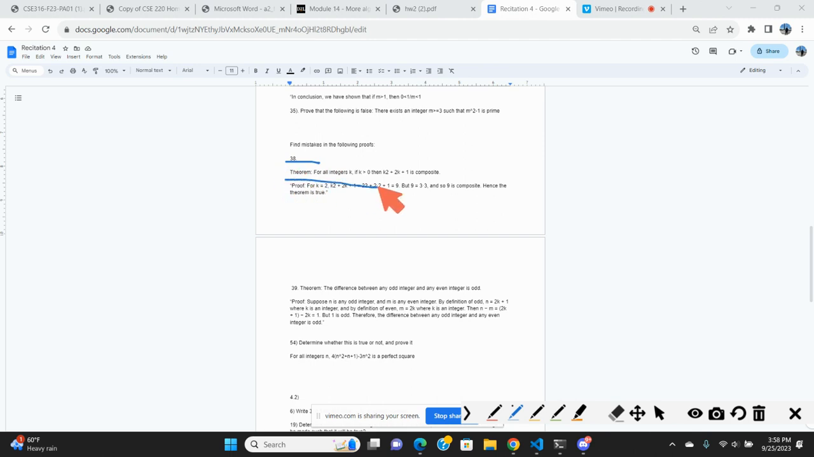So for problem number 38, we now have to find a mistake in the proof that they provide us. The theorem says that for all integers k, if k is greater than 0, then k squared plus 2k plus 1 is composite. And the proof is essentially saying if k is equal to 2, then the statement results in 9, which is a composite number because it can be written as 3 squared.